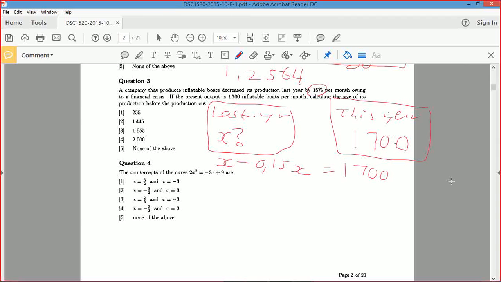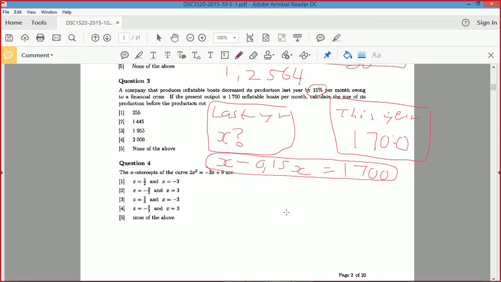Well, won't the answer be 1,445? No. Solve for X. So it's going to be 17 divided by 0.15. No. Solve for X. You're not solving for X. Now I'm confused. Okay, what is the equation here? X minus 0.15x equals 1700. How do I solve for X?